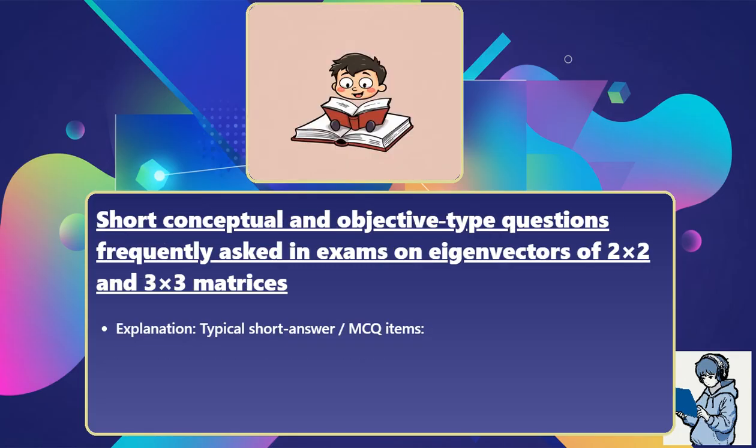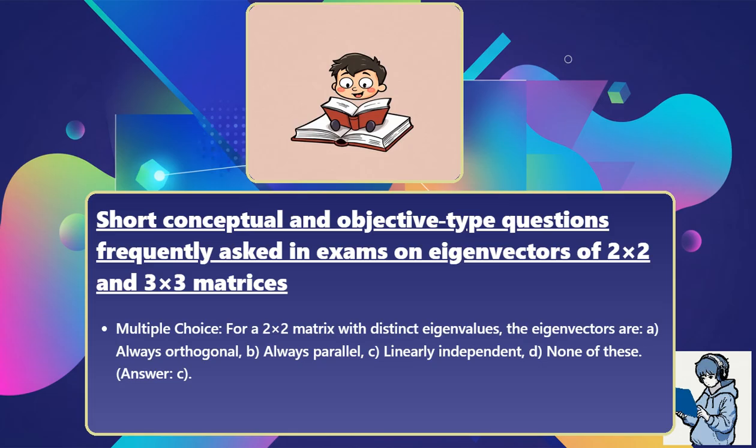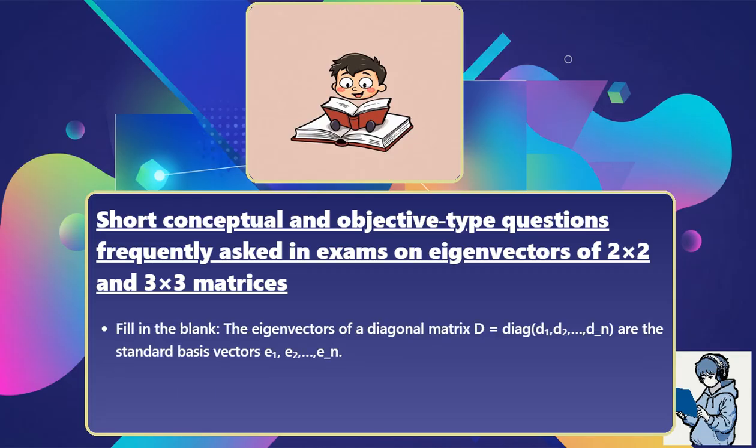Explanation: typical short answer / MCQ items. True or false: every square matrix has at least one eigenvalue over the complex field. True, because the characteristic polynomial of degree n always has a root in C. Multiple choice: for a 2x2 matrix with distinct eigenvalues, the eigenvectors are A. Always orthogonal, B. Always parallel, C. Linearly independent, D. None of these. Answer C.